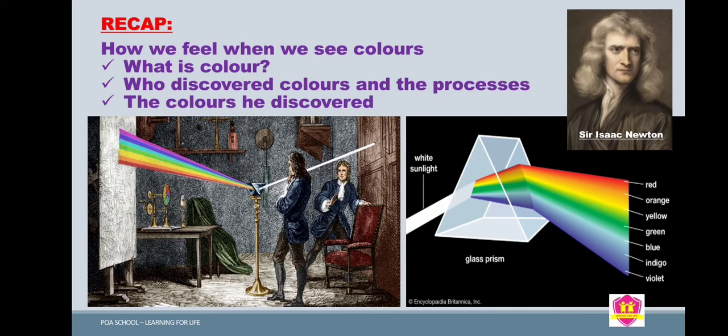Some of the questions which will help us to revise include: what is color? We said color is what the eye sees when white light reflects on an object. And who discovered colors and the process he went through? A scientist by name Sir Isaac Newton discovered that white light is made up of 7 separate colors by passing it through a glass prism. And what reflected at the other end, he discovered that white light is made up of 7 separate colors. So these 7 colors include red, orange, yellow, green, blue, indigo, and violet.